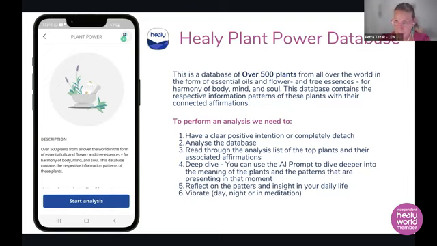If you want to do a deep dive, I'm going to give you an AI prompt and I'm going to show you how you can do this really simply. And you can utilize free tools to go deeper, because this is a really big database and it's really hard to put it all together. These plants have so many different aspects, and it really depends on how they relate to your life specifically. So you can dive deeper, pull out patterns, and I'm going to show you how to do that.